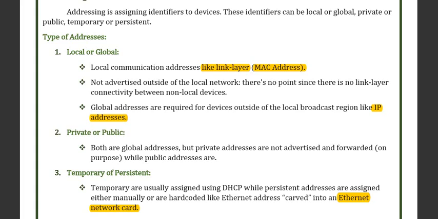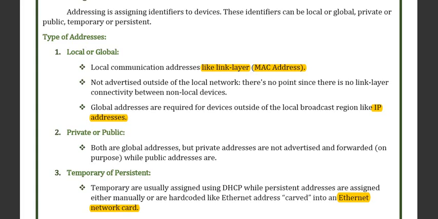Addressing is basically of two types: local address and global address. The local communication address means the link layer address, which is the MAC address. That means you have two devices in your hand. Each of your devices has a separate MAC address, which is the media access control address. That MAC address is unique to each and every device in the world, and that is the basic function of a local communication address.